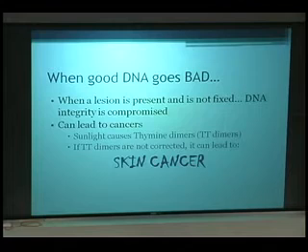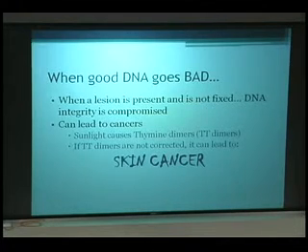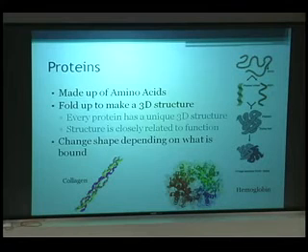So when good DNA goes bad, when a lesion is present and it's not fixed, DNA integrity is compromised. And because DNA is so important, you really can't afford to have it not work right. And this leads to cancers. So for example, sunlight can cause thymine dimers in your DNA. The TT dimers are replicated using a different type of protein, called, I think, polymerase eta. And if you don't have this particular polymerase, and if the TT dimers are not corrected, you get xeroderma pigmentosum, and that almost always means you get skin cancer. So I got a little ahead of myself.